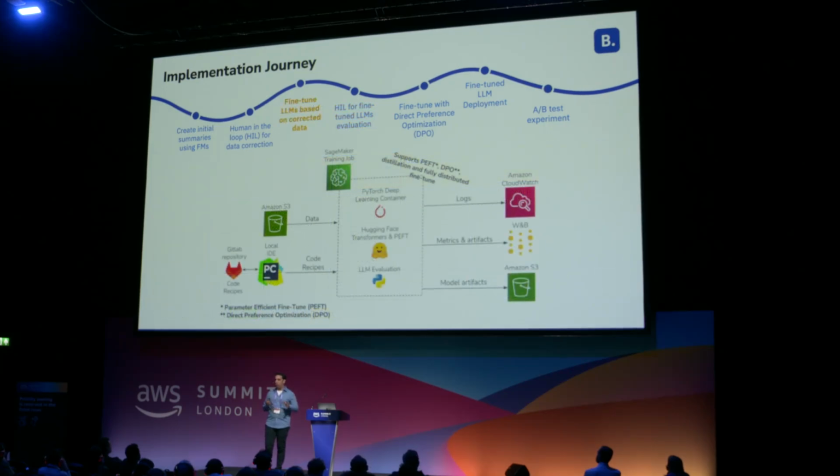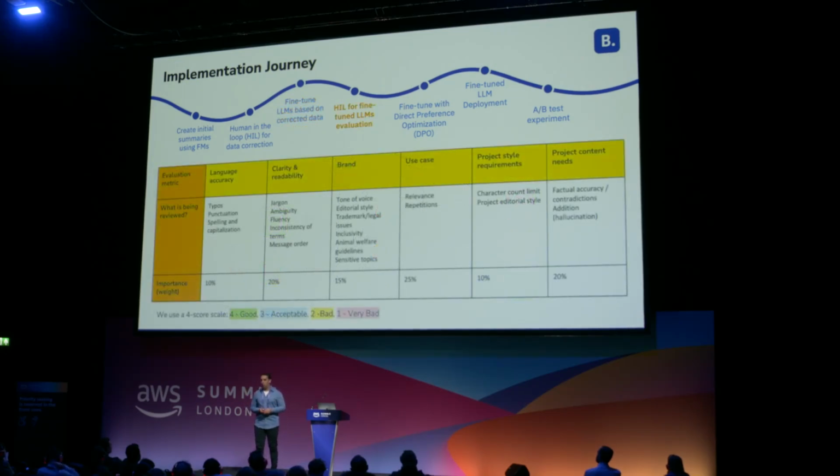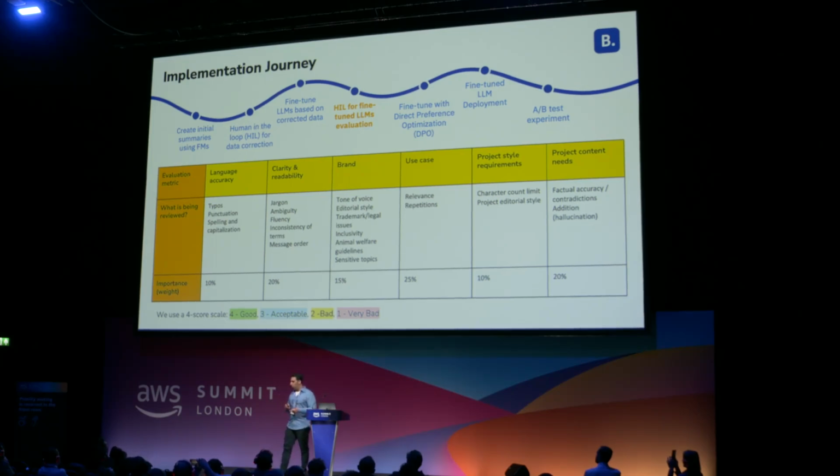After doing that, we found out that the automatic metrics that we extracted are not fully correlated with quality. So we worked with the content team to define another human-in-the-loop process, where we bring the summaries that were generated by one of the models and ask them to rate them according to several criteria. The criteria are language accuracy, where we ask them to search for typos, punctuation issues, and things like that; clarity and readability, how clear the summary is; and brand, which also includes the editorial style and the tone of voice.